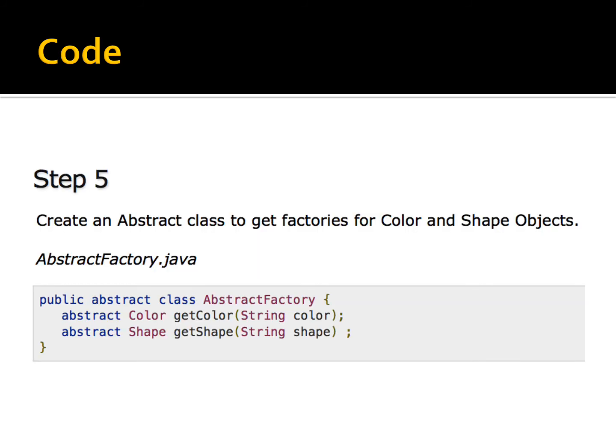Now the very important class is the abstract factory or the super factory class. This is abstract. Why is it abstract? Because we don't know which kind of factory class will be created, and inside this abstract factory or the super factory class, we have declared the methods for dealing with the two kinds of products. The one is the color and the second is the shape.